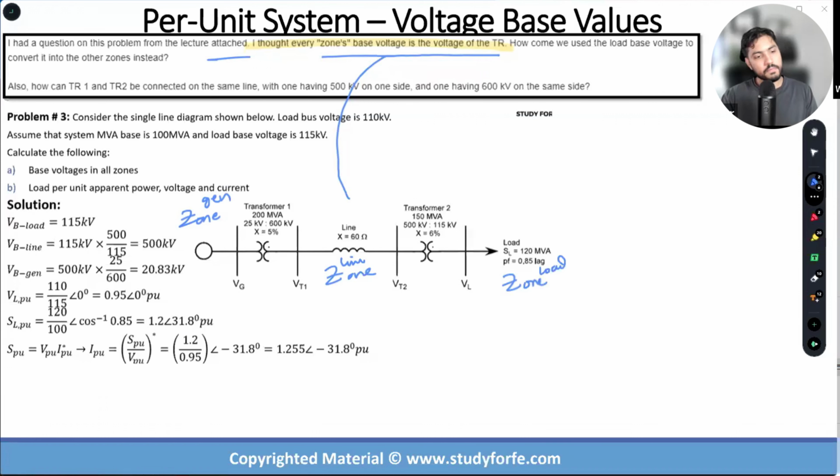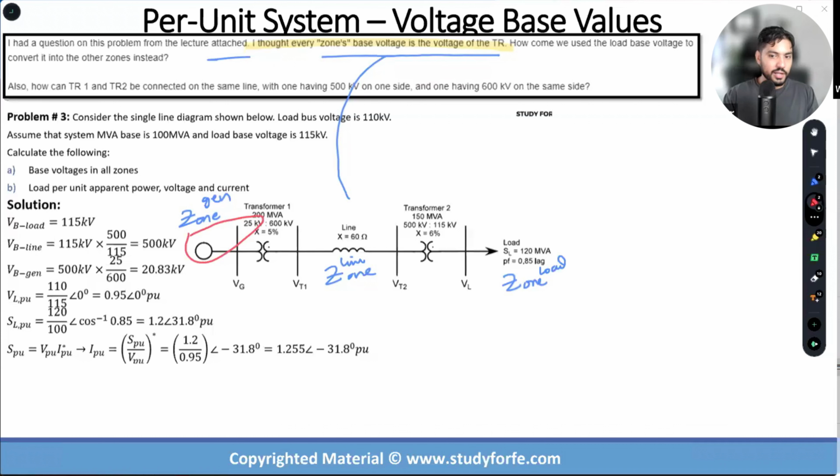Correct, guys? Let's just keep our eyes on the statement over there. It's not a random thought. I'm sure that this is something that has bothered you as well when you've gone through some of the high quality problems within the coursework. So if I use this approach and say that every zone's base voltage is the voltage of the transformer, then I'll say that this is 25 kV, simple, straightforward.